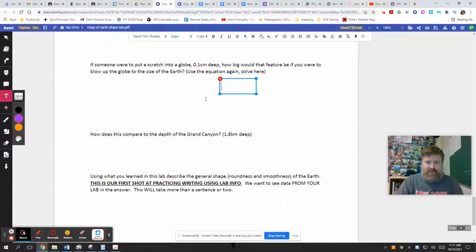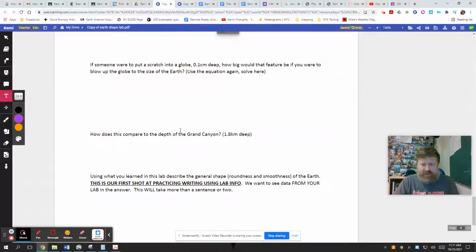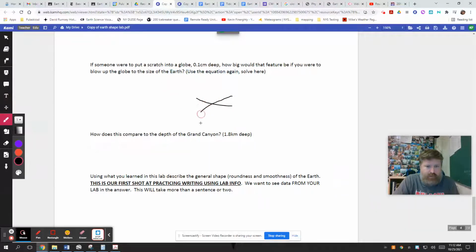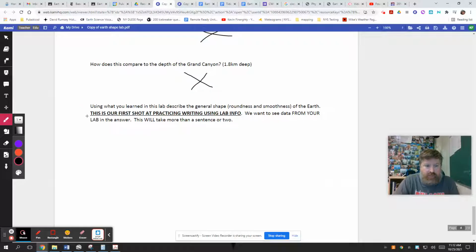Okay. I think I'm just going to skip this one this year because the cross multiplication thing, I'm not worried about actually doing it. But basically, what it says is if you put a millimeter, a tenth of a centimeter scratch into a globe and then blew it up, it ends up being way, way bigger than the Grand Canyon. So we'll legally skip these two because I think we've gotten the points. Gone, gone. This is going to leave you only with this to do.